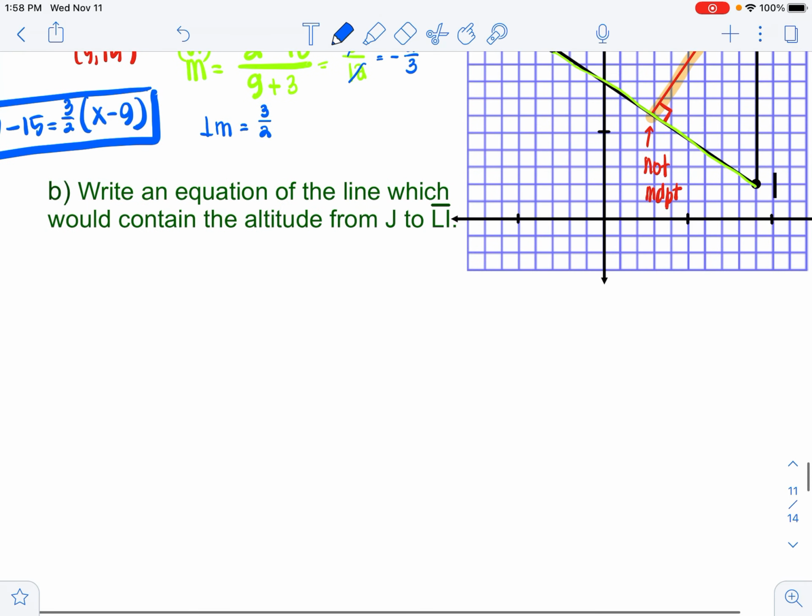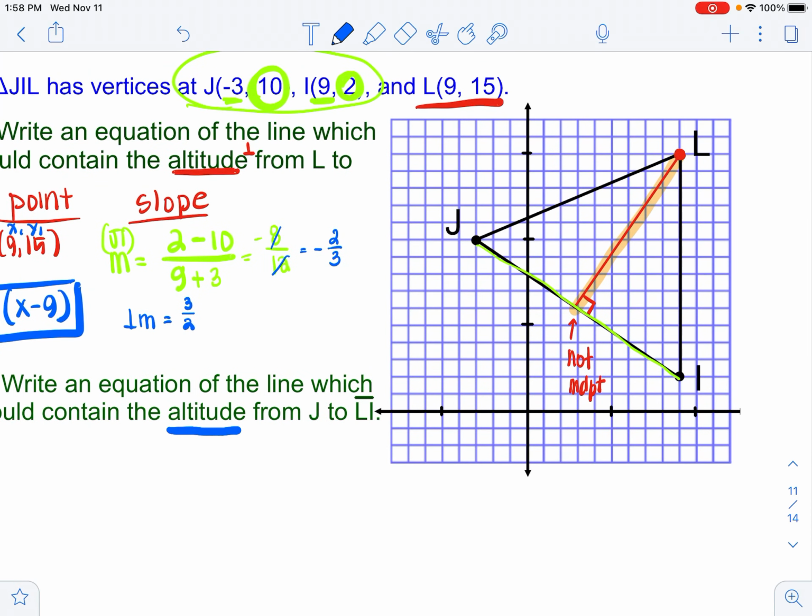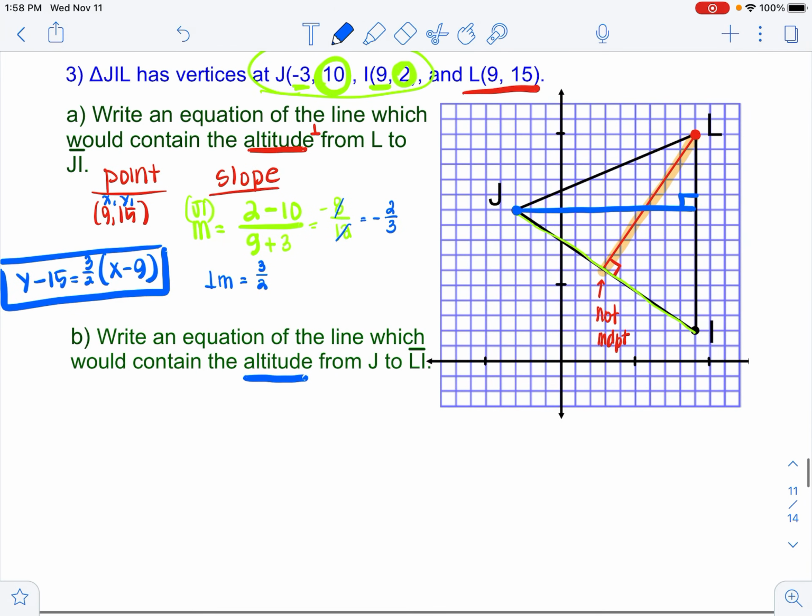All right, here's another one. Write an equation of the line which would contain the altitude from J to LI. So now I'm going to draw an altitude from J to LI. Now remember, I want it to be perpendicular to LI. LI is a vertical line, so the perpendicular line is horizontal. So this is going to be the easiest one we do. If you look at that line, it has no slope. Okay? It is a horizontal line.